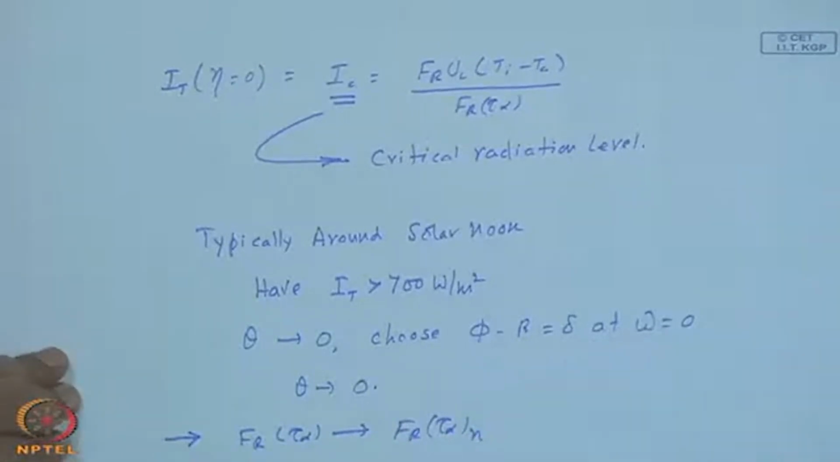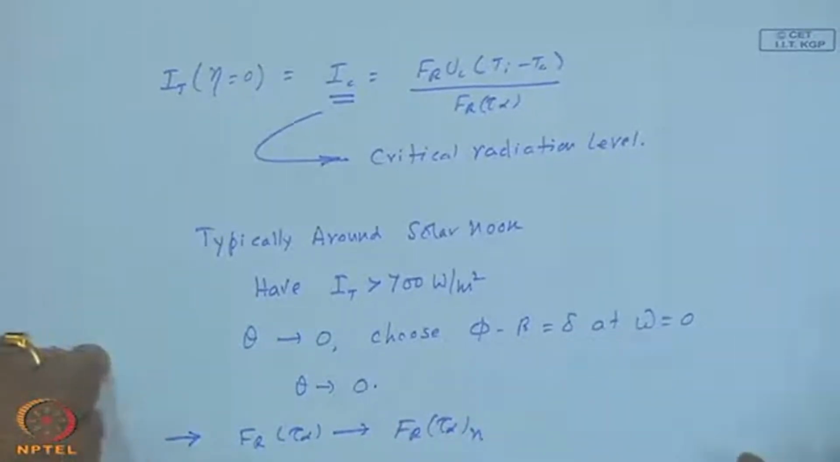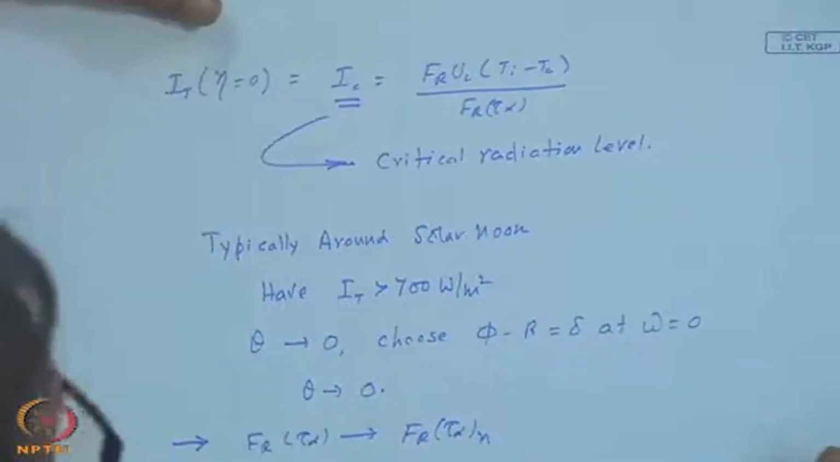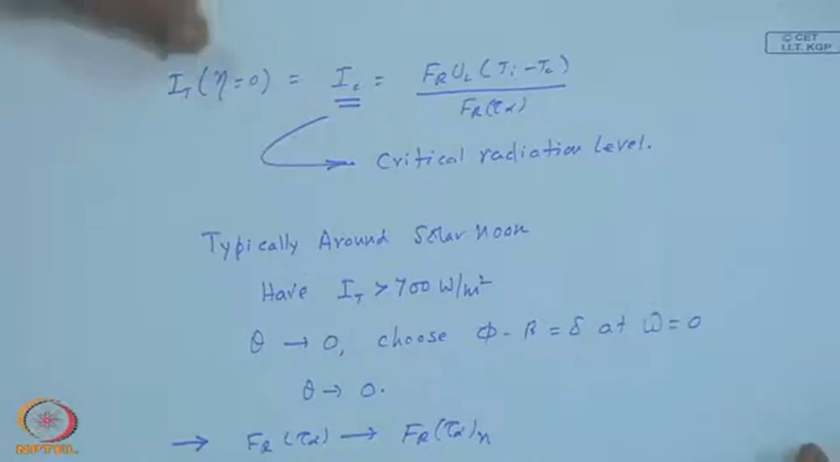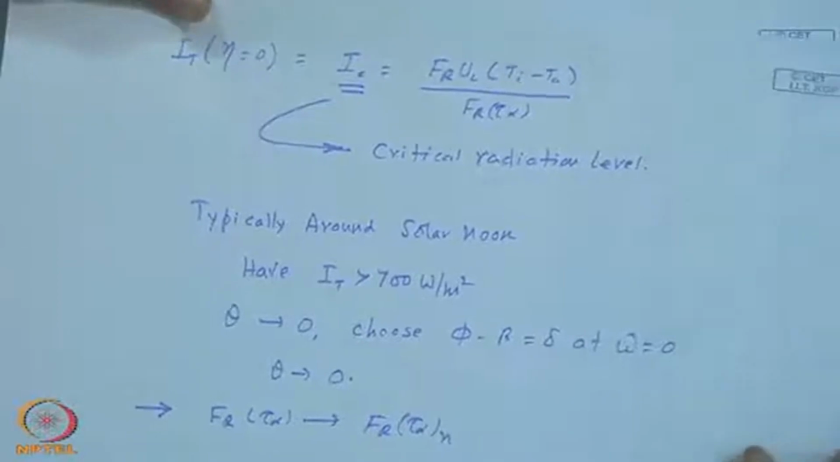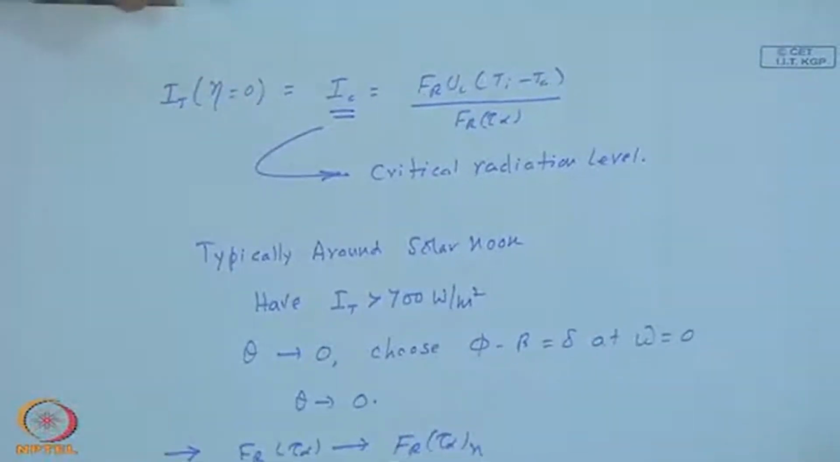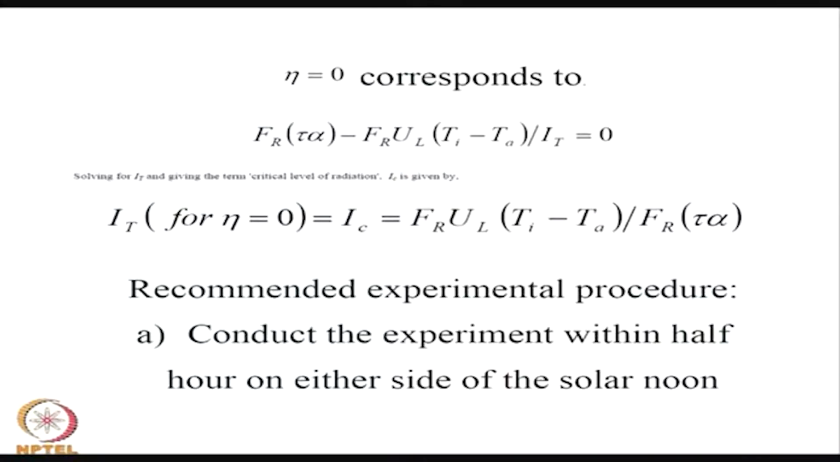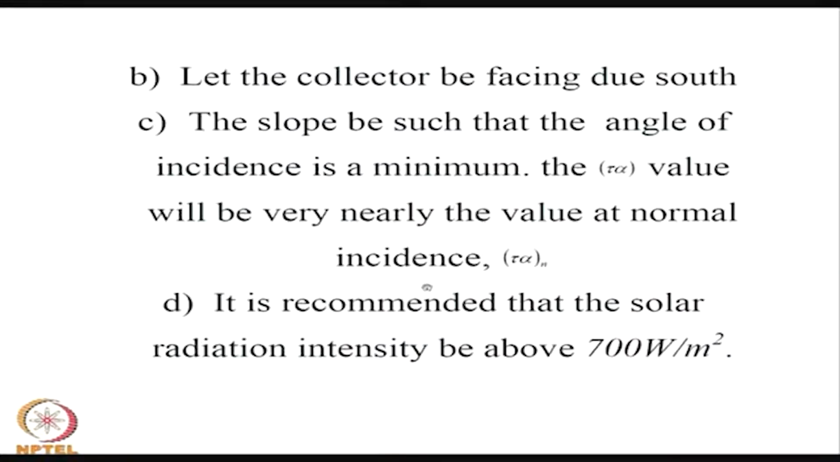So, this is the basic parameter which depends upon the material properties, which can be obtained by conducting the experiment around solar noon with a high intensity level and keeping the angle of incidence close to 0, that means normal to the sun's rays, which can be obtained around solar noon with phi minus beta equal to delta, which we will see a little later when we talk about the tracking collectors. So, these quantities are already recorded over here.